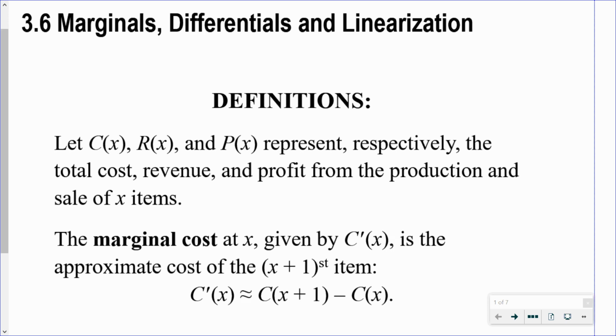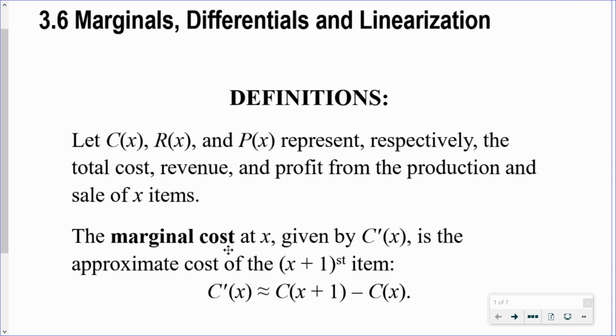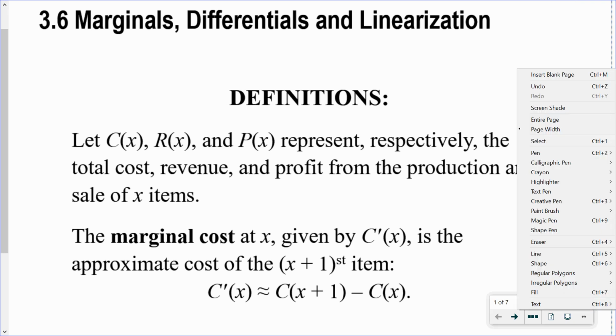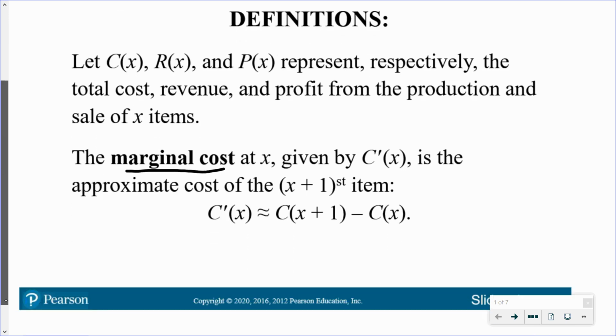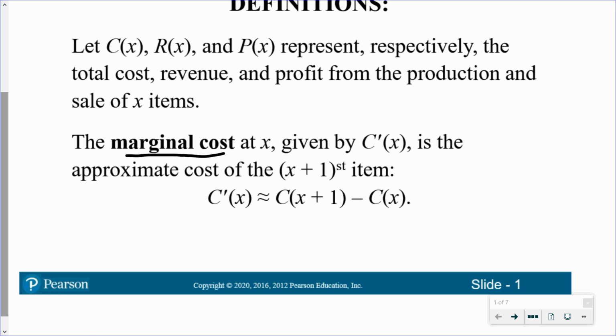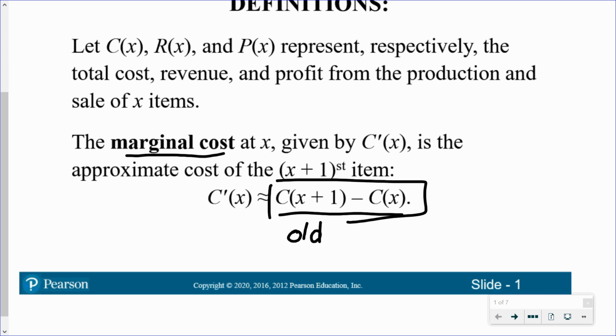So marginal cost. Okay, marginal cost is going to be the derivative of the cost function. The derivative of the cost function is going to approximate the cost of the next item. So this would be C of x plus 1 minus C of x, which is the old school way of doing it. We don't need any calculus for this.